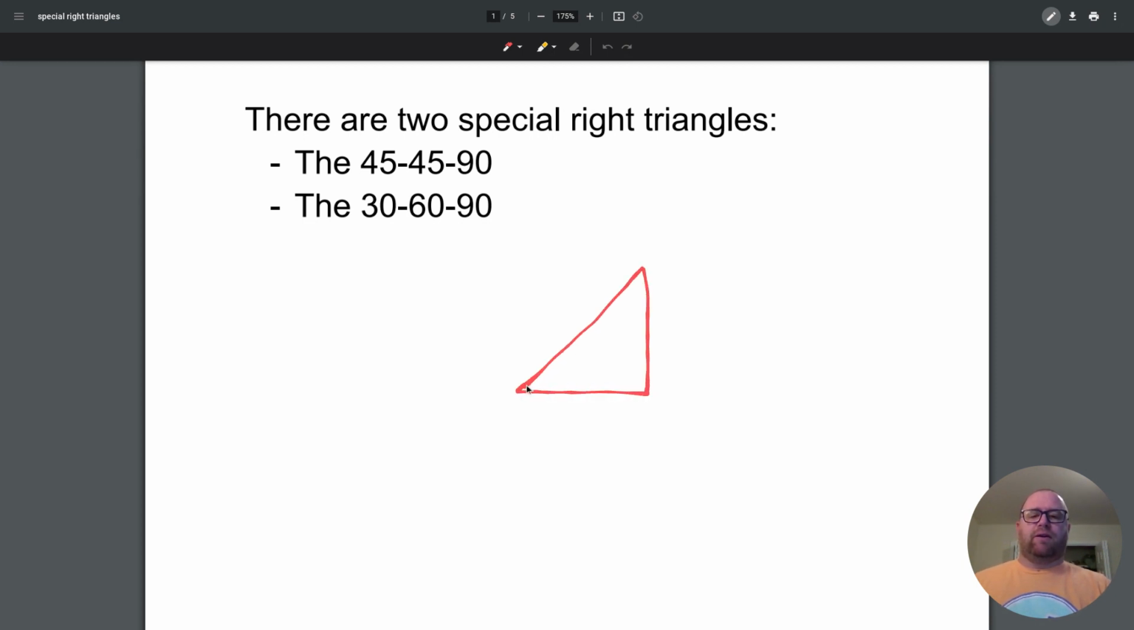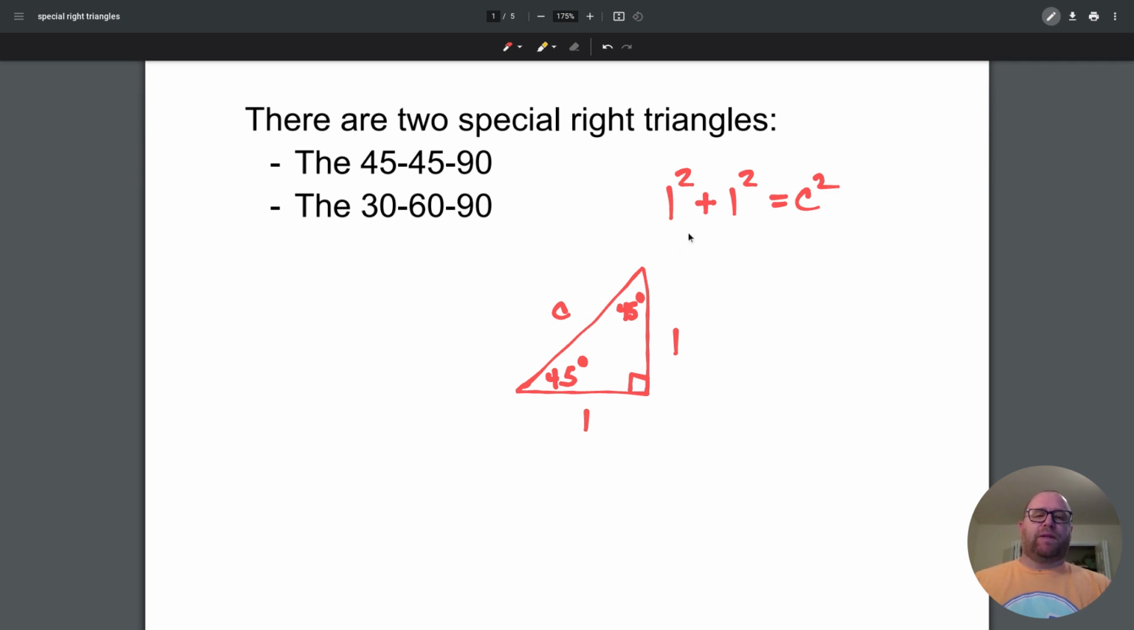Okay, so we've got our 45-45-90 here. Let's say this angle is 45 degrees, and this angle is 45 degrees. Let's say this side is just a length of 1, and if the side opposite 45 degrees is a length of 1, the side opposite this 45 degrees should also be 1. So if we want to use the Pythagorean theorem, we can figure out the length of the hypotenuse, and that's going to be 1 squared plus 1 squared equals c squared, where c is going to be our hypotenuse, right?